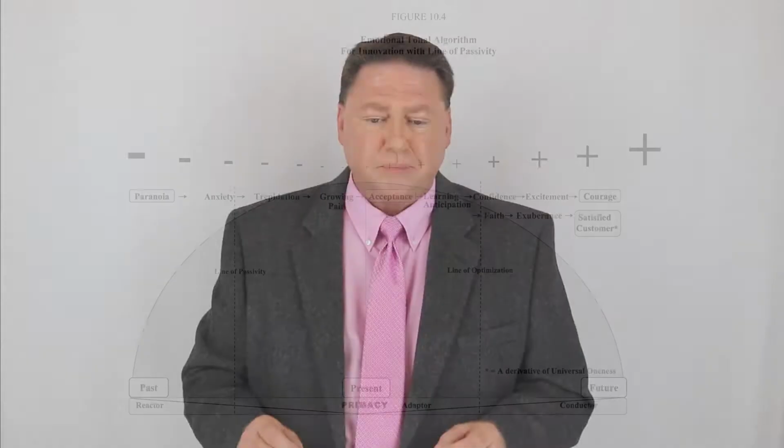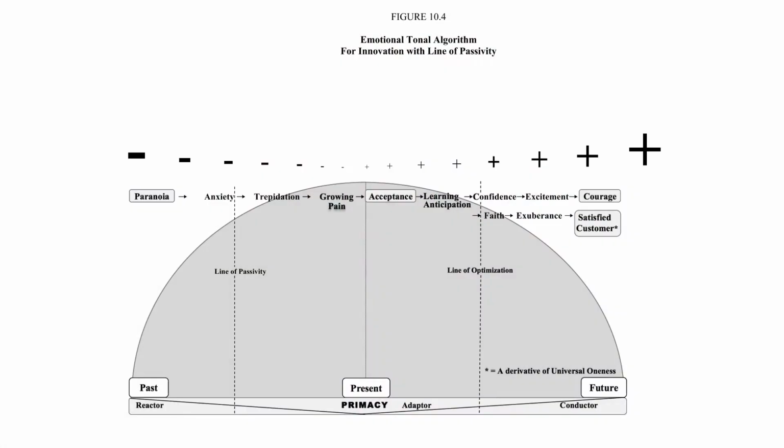The emotional algorithm that we're going to look at right now is called the Adaptation Emotional Tonal Algorithm. As noted in previous videos, and we teased this at the end of the last video, this is probably one of the single most important things that you're ever going to see in your sales professional career.